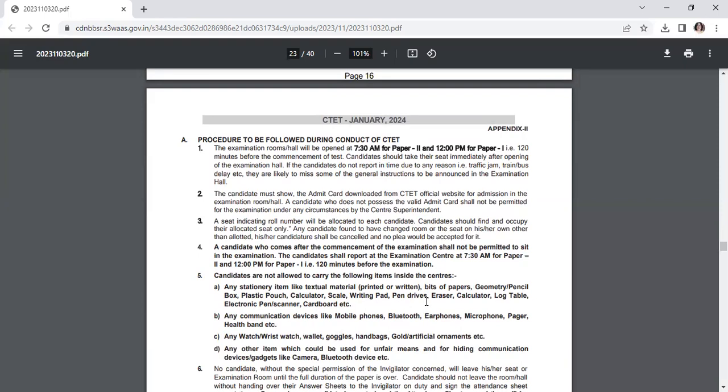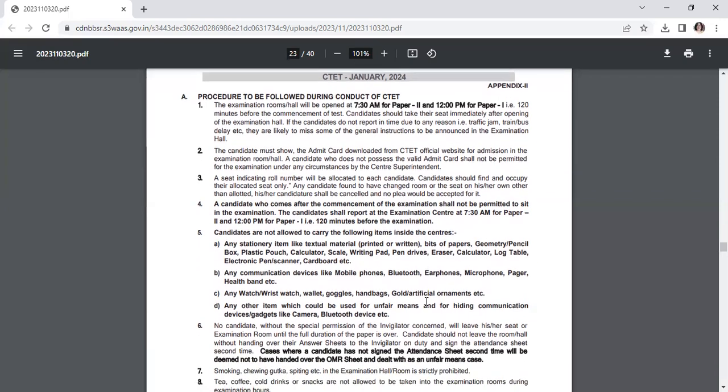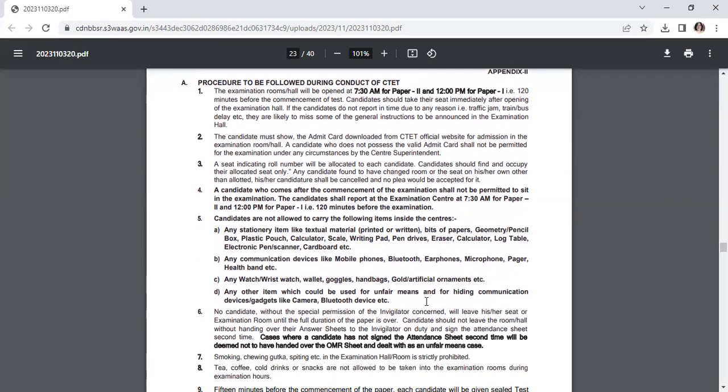Okay, then CTET January 2024, Appendix 2: procedure to be followed during conduct of CTET. This I have already discussed, each and every aspect. Just see now, the candidates must show the admit card downloaded from the CTET official website for admission in the examination room hall. Then a seat indicating roll number will be allocated to each candidate. Candidates should find and occupy their allocated seat only.